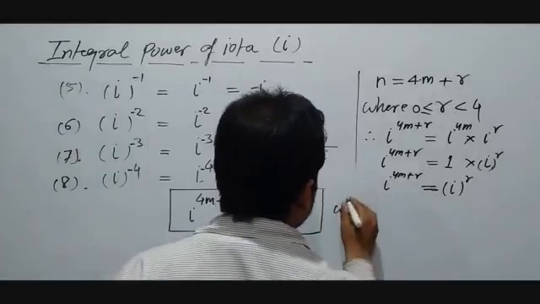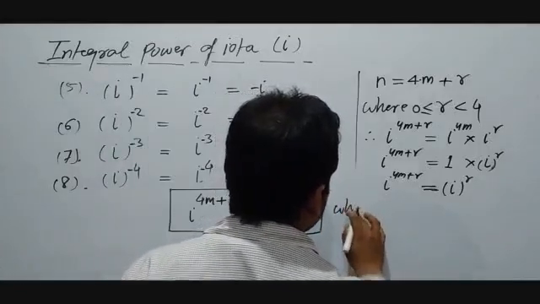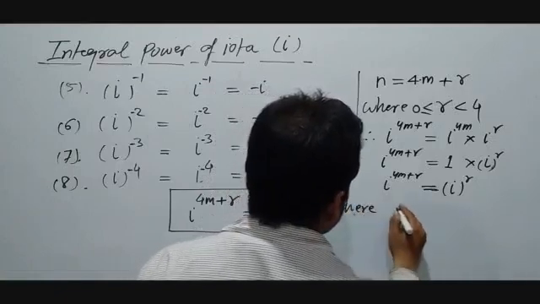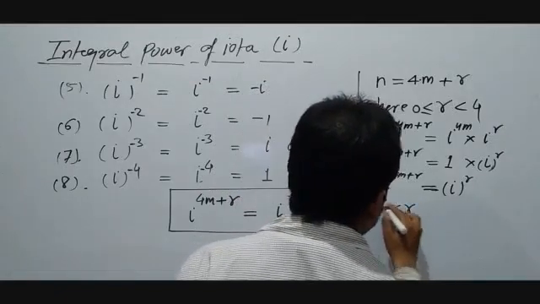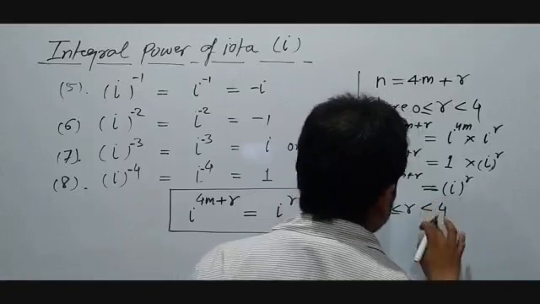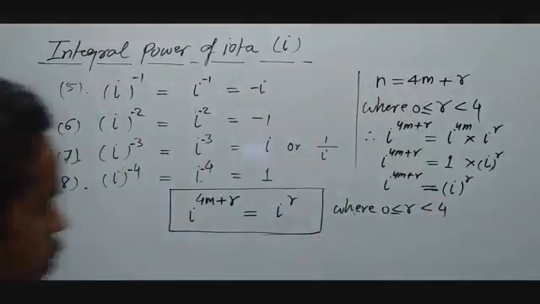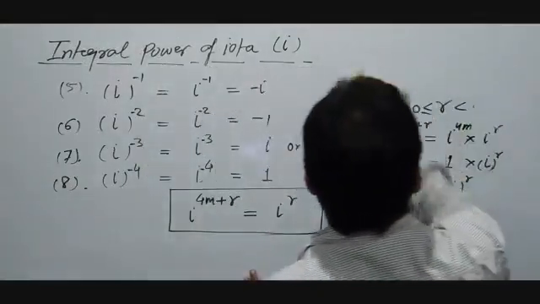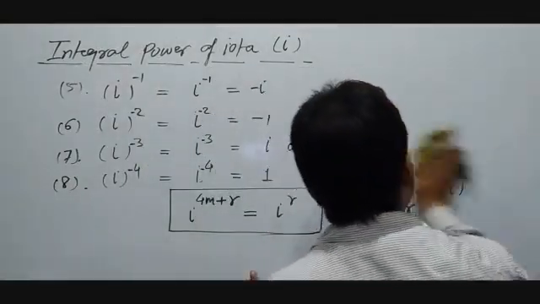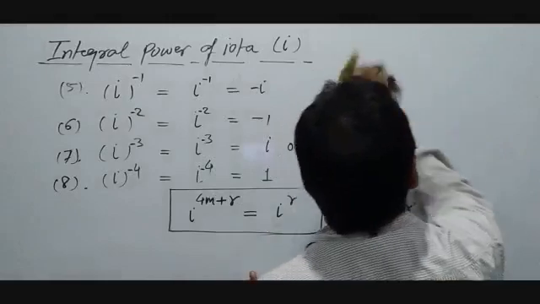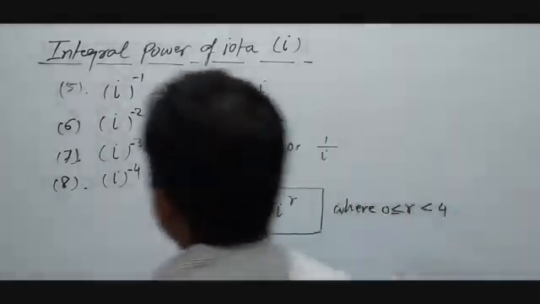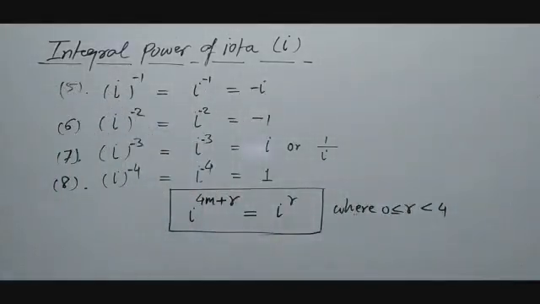Where r is greater than or equal to 0 and less than 4. See, now the integral power of iota is totally completed.